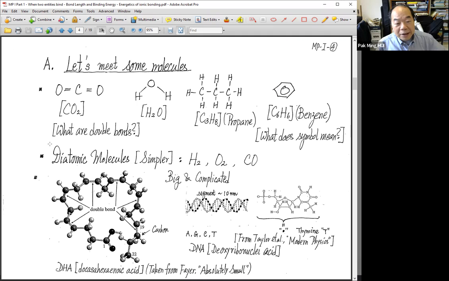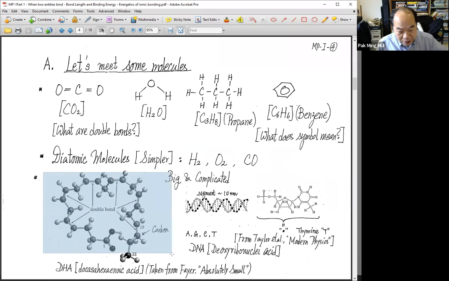And then the simpler thing we will focus on will be diatomic molecules. For example, the hydrogen molecule, but that is already too difficult. We will even do a so-called molecule, but it is a molecular ion, H2 plus. This is a single electron system that makes it so we can go further in our understanding of the bonding. We have oxygen, carbon monoxide, etc. But it could be also very big.